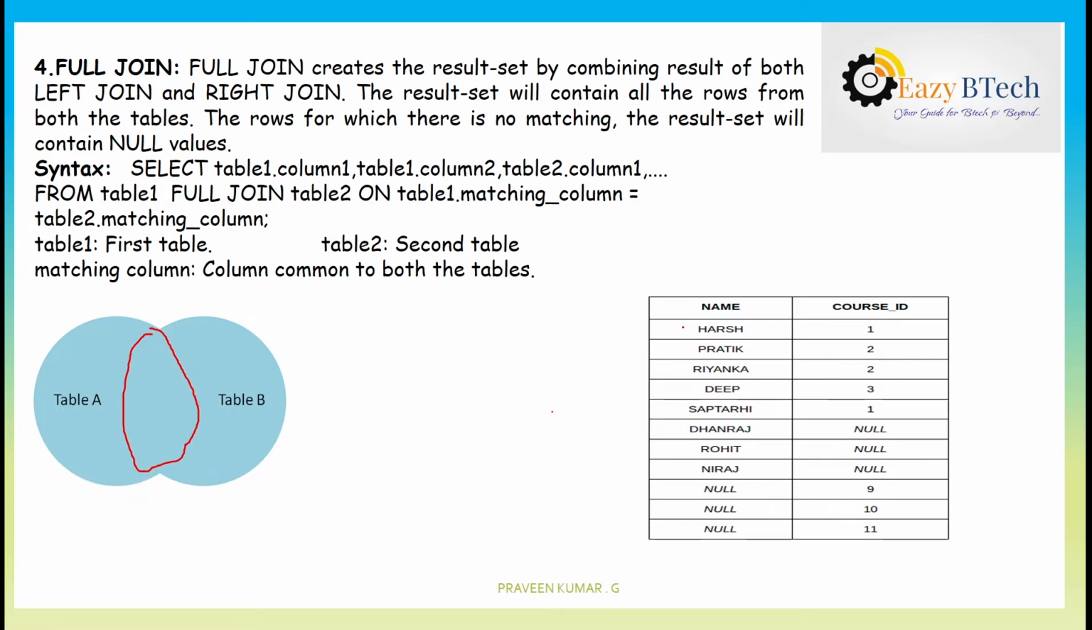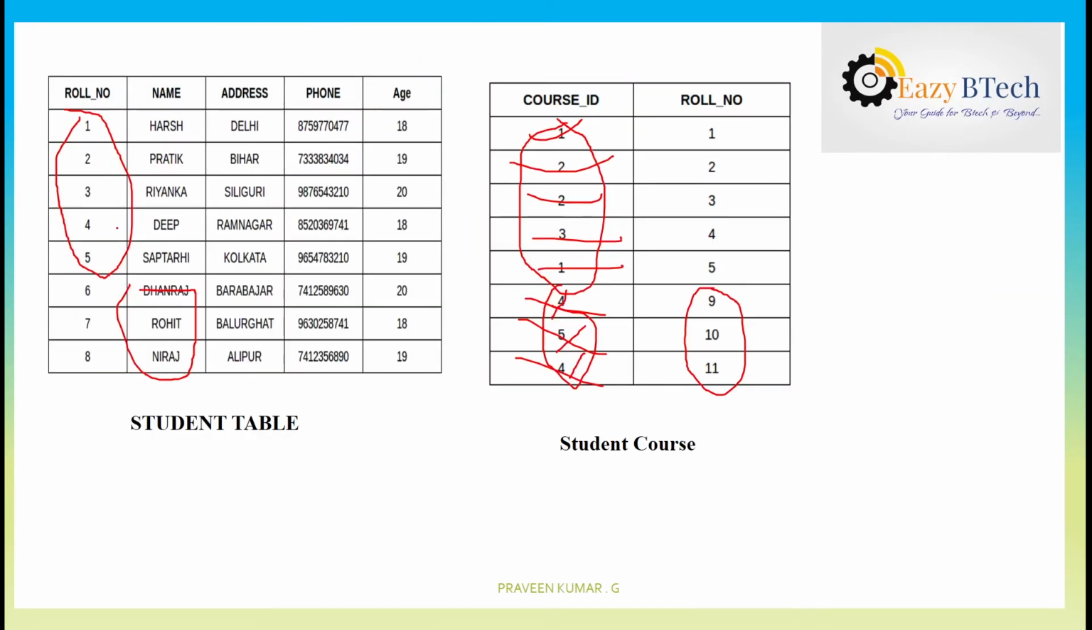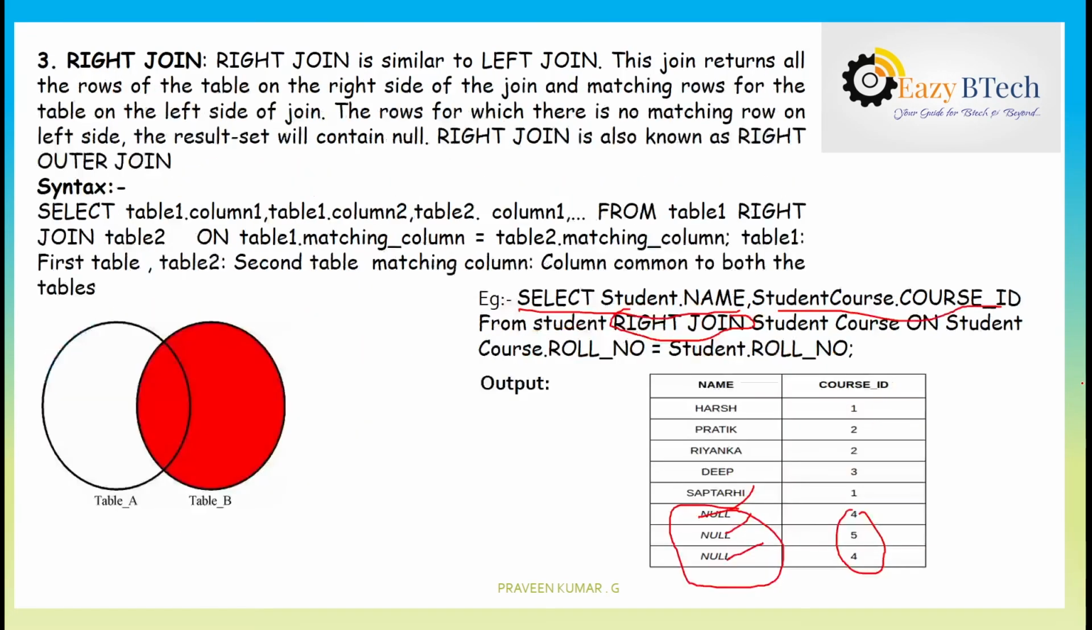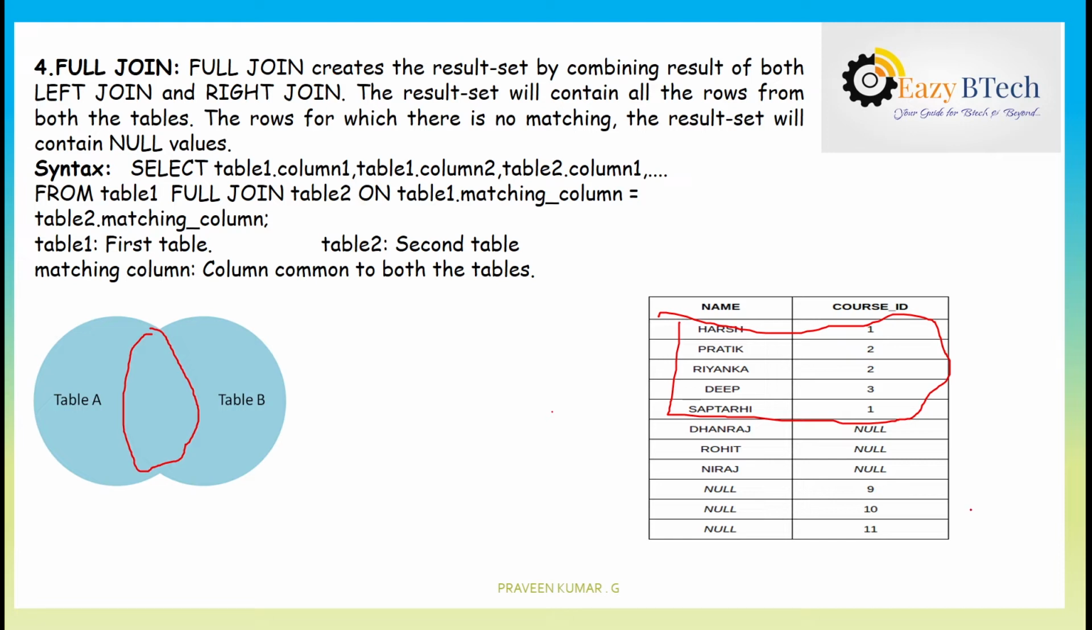First, the common values. Okay, please check this table. Course ID 1, rule number 1; course ID 1, rule number 2; course ID 2, rule number 3; course ID 2, rule number 4; course ID 3, rule number 5; course ID 1. This means 5 students are common in the student table and the course table. First it prints the same values, then the next values from the left table, meaning the student table.